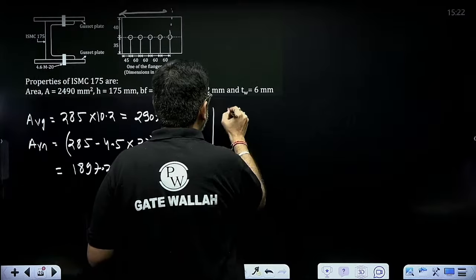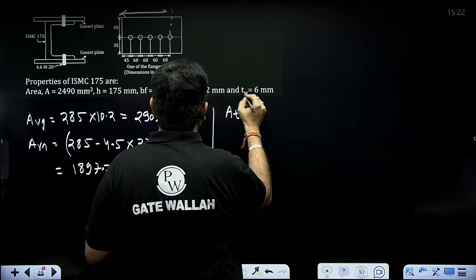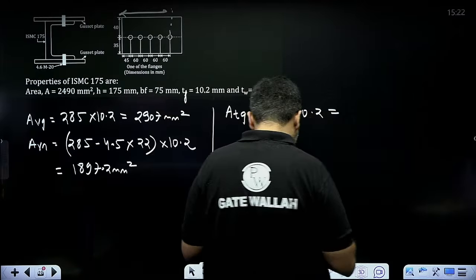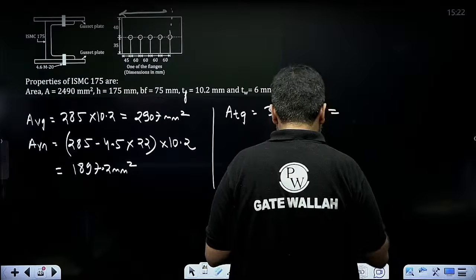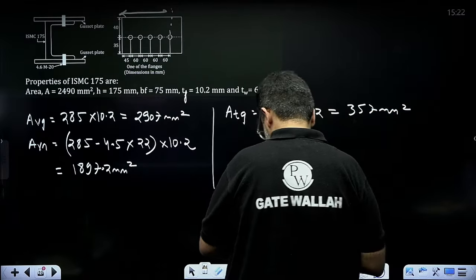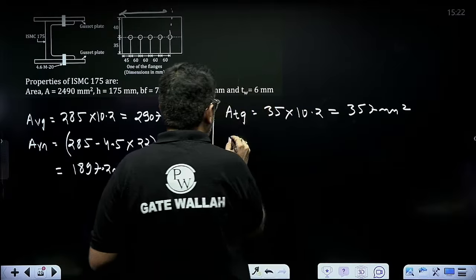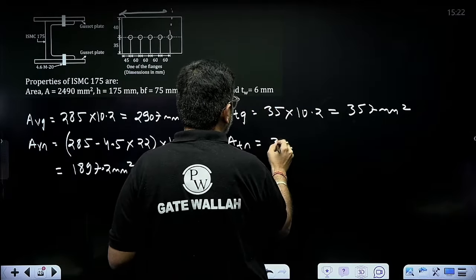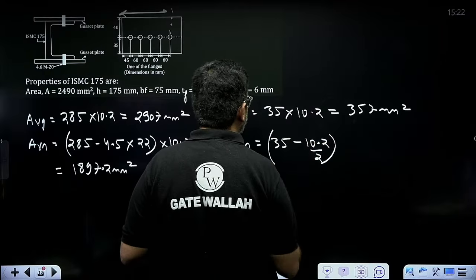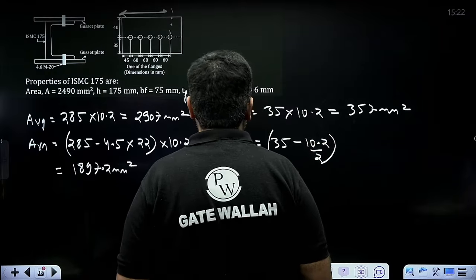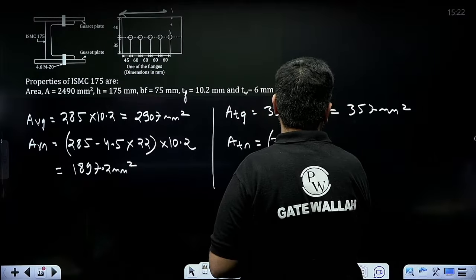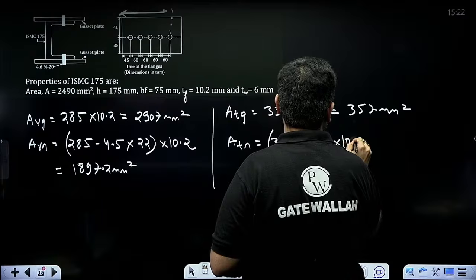ATG and ATN also you calculate. ATG is 35 into 10.2, that is 357 mm square. ATN is equal to how much? 35 minus 22 by 2, into 10.2.